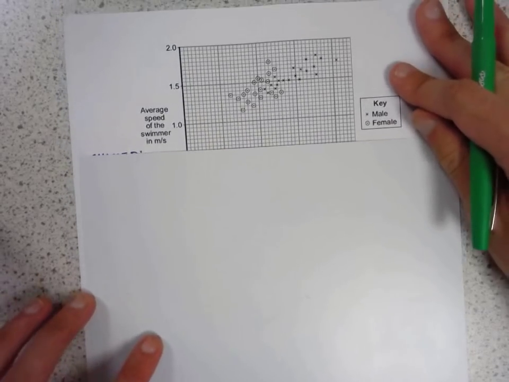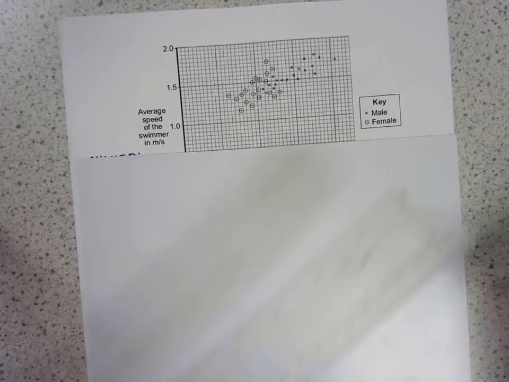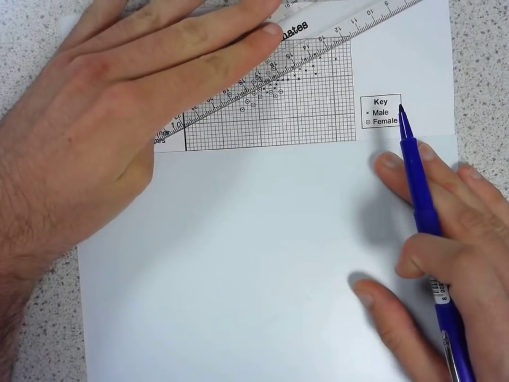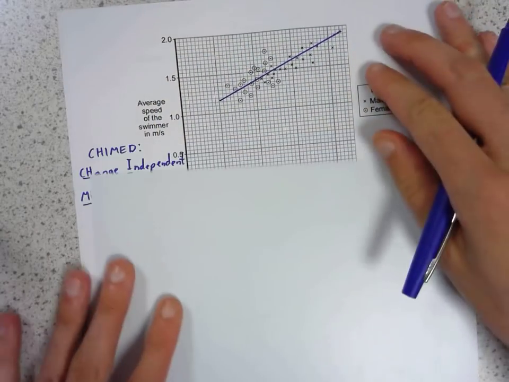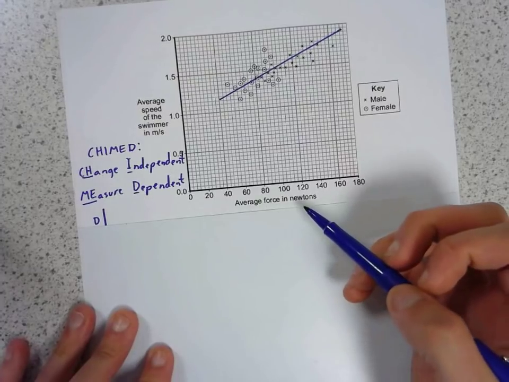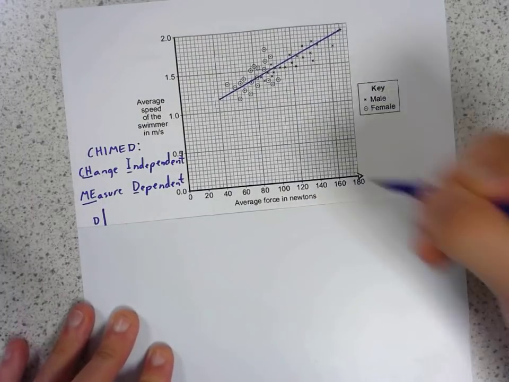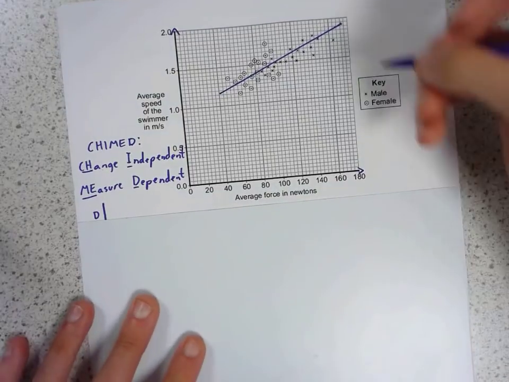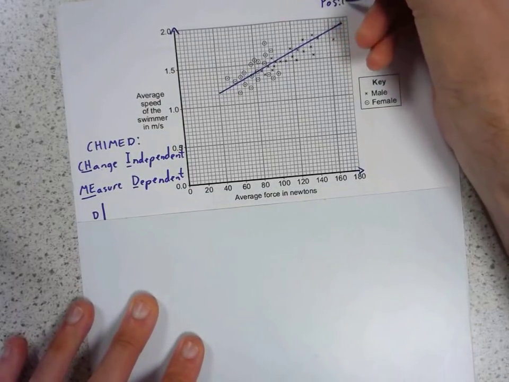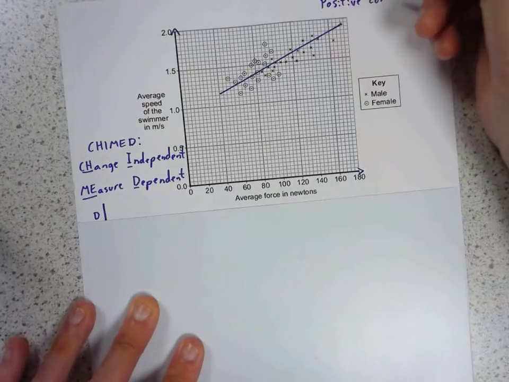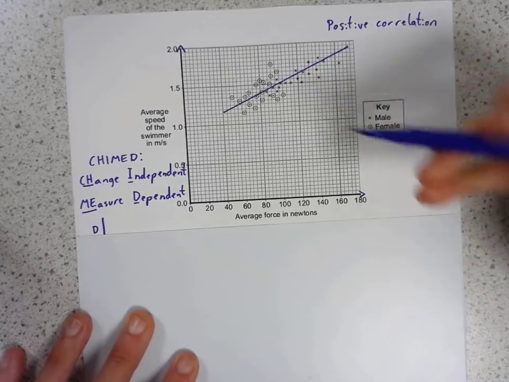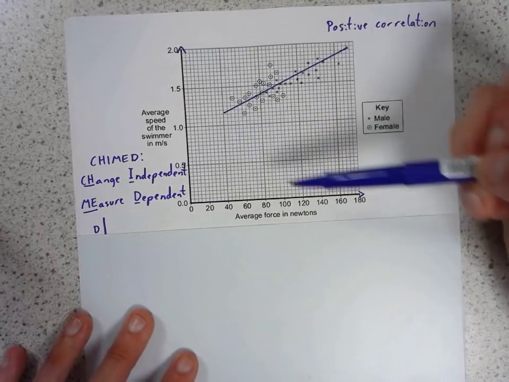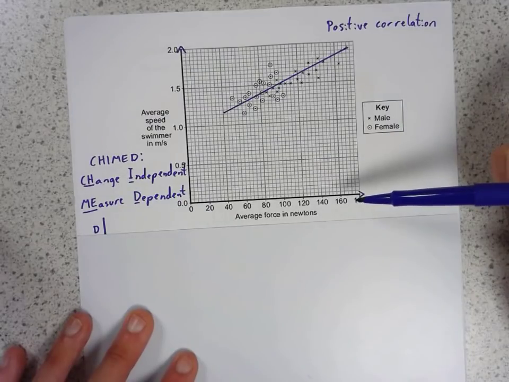And as I look here, I'm looking at this graph and I'm going to draw on it just a rough line of best fit that goes through these points. And we see, as the average force in newtons increases, so does the average speed of the swimmer. So we can call that a positive correlation. So if I want to increase the average speed of the swimmer, as a coach, I'm going to tell them to increase the force being produced by their hand.